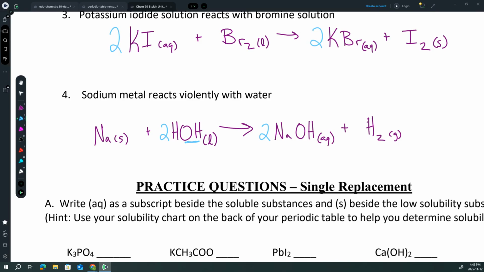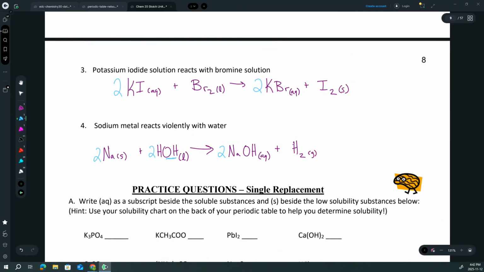Now we need to balance sodium because we have 1 coming in and 2 coming out. So I need a 2 right there. So now that's balanced. So again, reminder, make sure you do not forget to write your states because that is important.